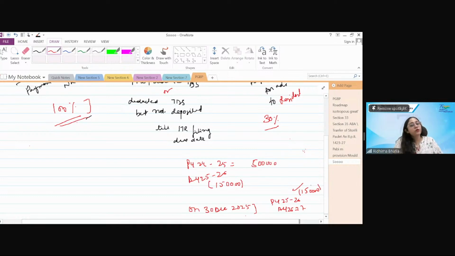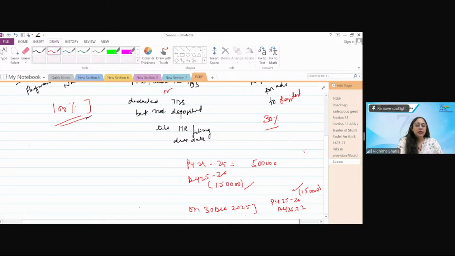So the question can come to you from both perspectives, either on the disallowability or allowability, when that TDS deduction is actually being made. Question can come from both perspectives. You have to see how your P&L would get impacted accordingly.